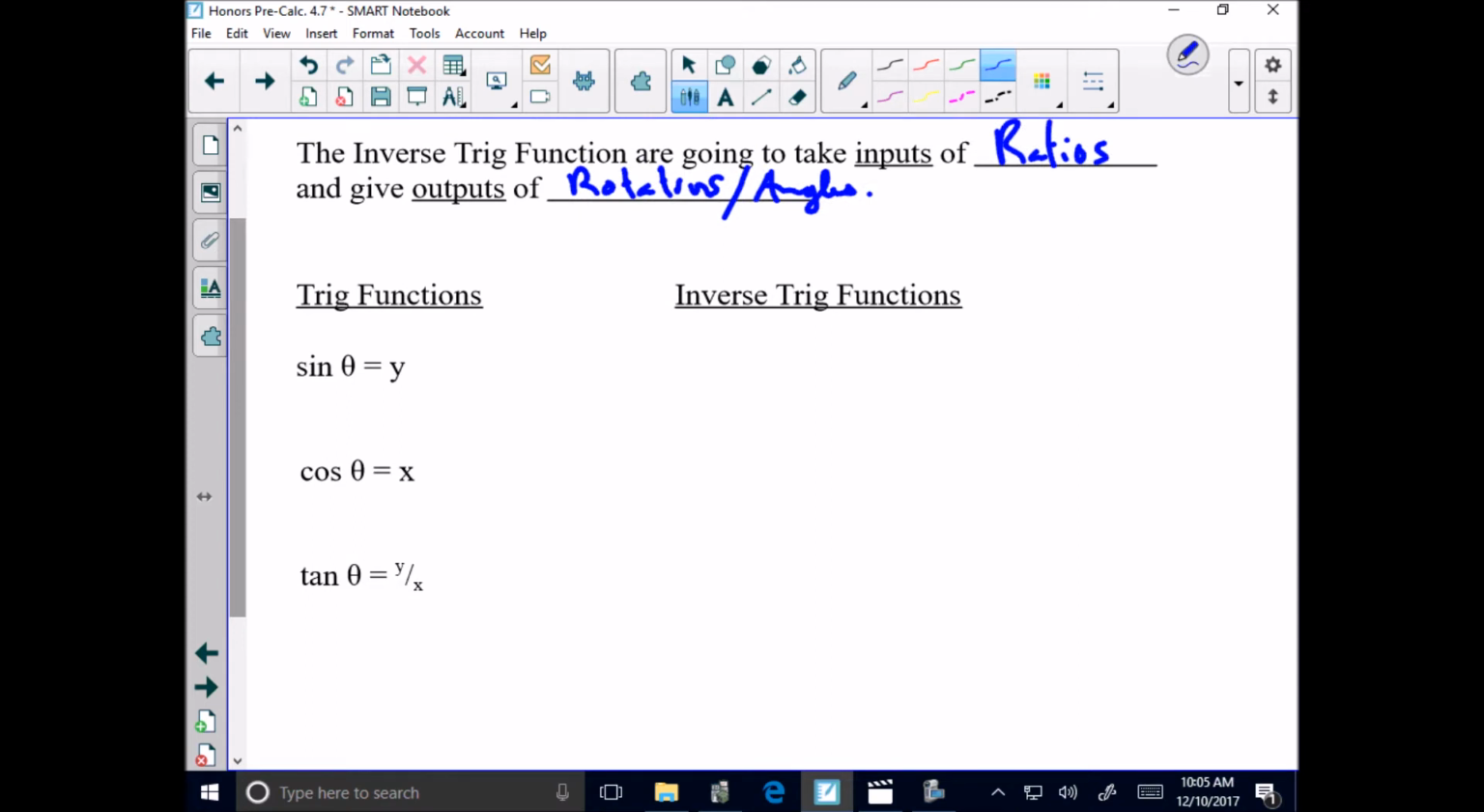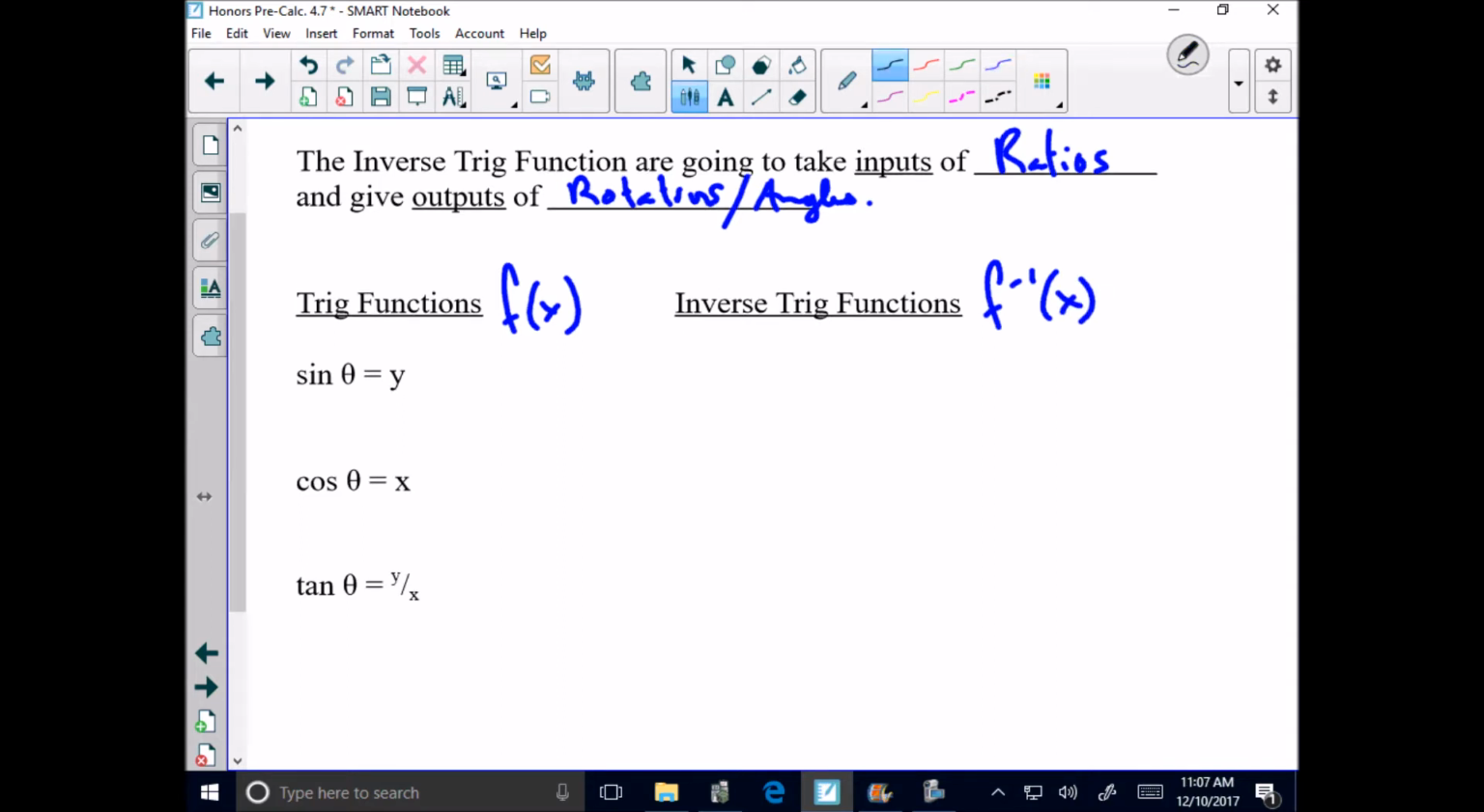These are the functions that we're going to be looking at finding inverses for. If we were to refer to these guys as f of x, then right here the inverse would be written as f to the negative 1 of x. And that's how we're going to see the notation for the inverse trig function.